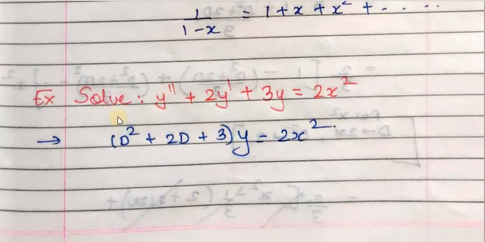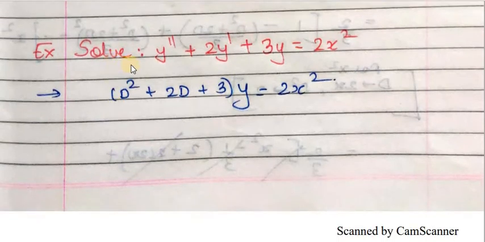So let's start with examples. Example number 1: we have to solve the differential equation y double dash plus 2y dash plus 3y equals 2x square. Write y double dash as d square y by dx square, plus 2y dash is dy by dx, plus 3y equals 2x square. Now replacing d by dx with the operator capital D, we have (D square plus 2D plus 3) y equals 2x square.